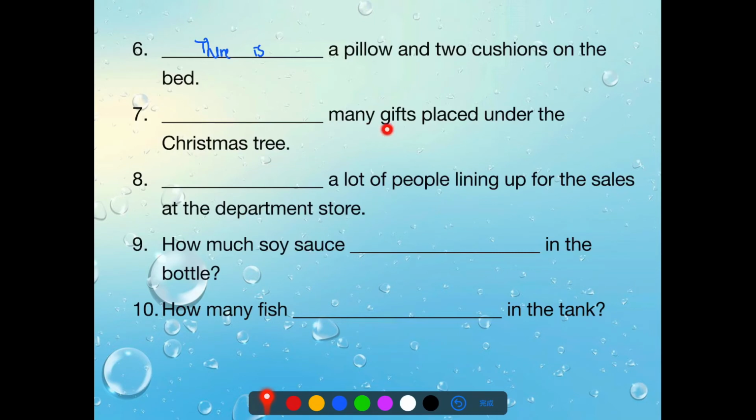Number 7. Many gifts placed under the Christmas tree. There are many gifts. Number 8. A lot of people lining up for the sales at the department store. There are a lot of people.